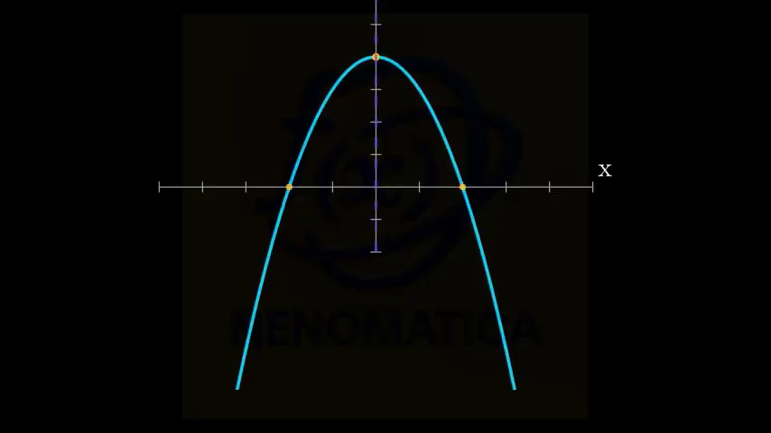A downward opening parabola means A is less than 0. We can emphasize the concavity by showing downward arrows on both sides. So we conclude A is less than 0.